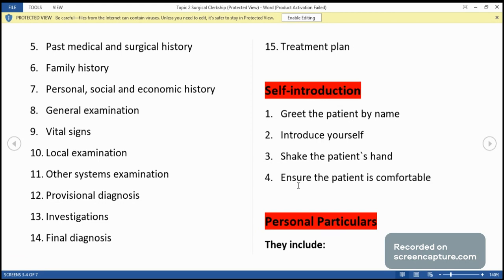Ensure the patient is comfortable, and then you can start. You can confirm, are you comfortable with the door open, door closed? And then we can start from there. So that is that. And then we talk about personal particulars after introduction.